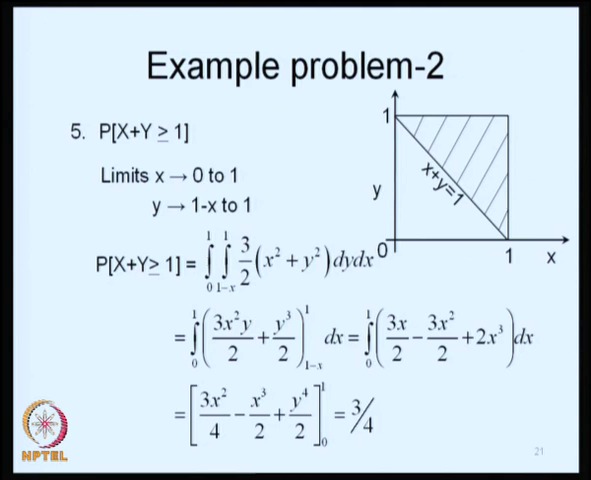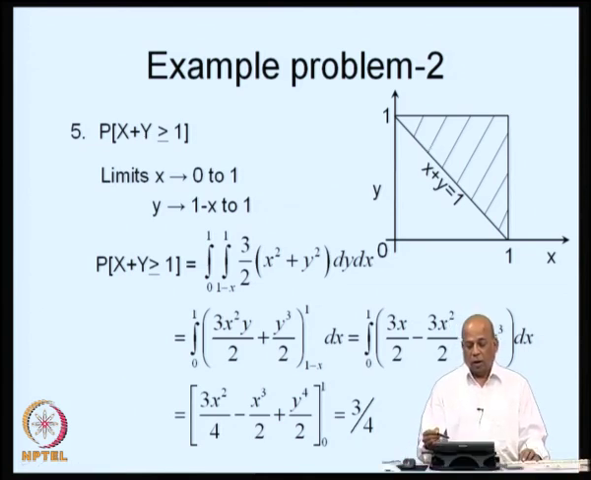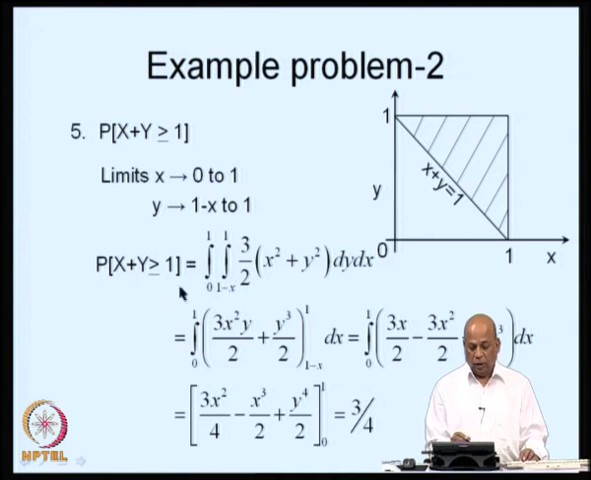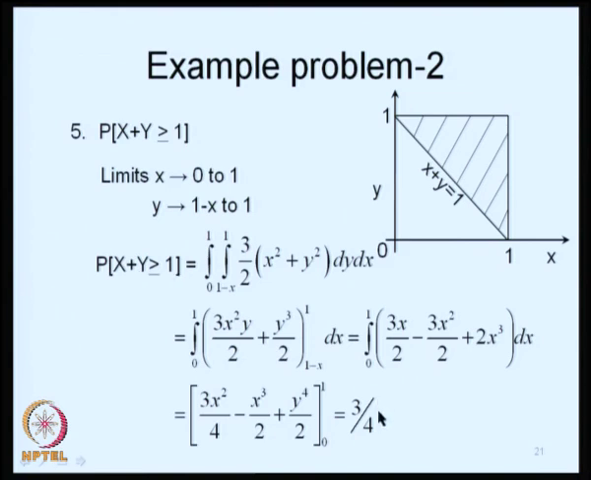Next, we see the probability of x plus y being greater than or equal to 1. Again, we draw a line x plus y is equal to 1, and we look at the region where x plus y is greater than or equal to 1. Say, for example, we are looking at y varying from 1 minus x to 1 in this region, and x goes from 0 to 1. So, x is going from 0 to 1 and y goes from 1 minus x to 1. So, we integrate the joint PDF over this region, 1 minus x to 1 and 0 to 1, and obtain the probability that x plus y is greater than or equal to 1 as 3 by 4.